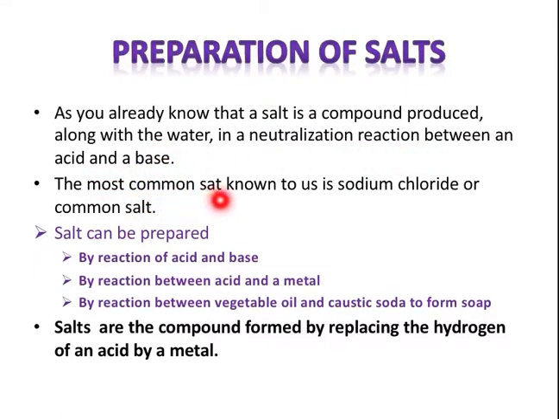The most common salt known to us is sodium chloride, that is our common salt which we use in our vegetables while cooking in our dishes. So salt can be prepared by the reaction of acid and base, by the reaction between an acid and a metal, and by the reaction between vegetable oil and caustic soda, which forms soap. So salts are the compounds formed by replacing the hydrogen of an acid by a metal.